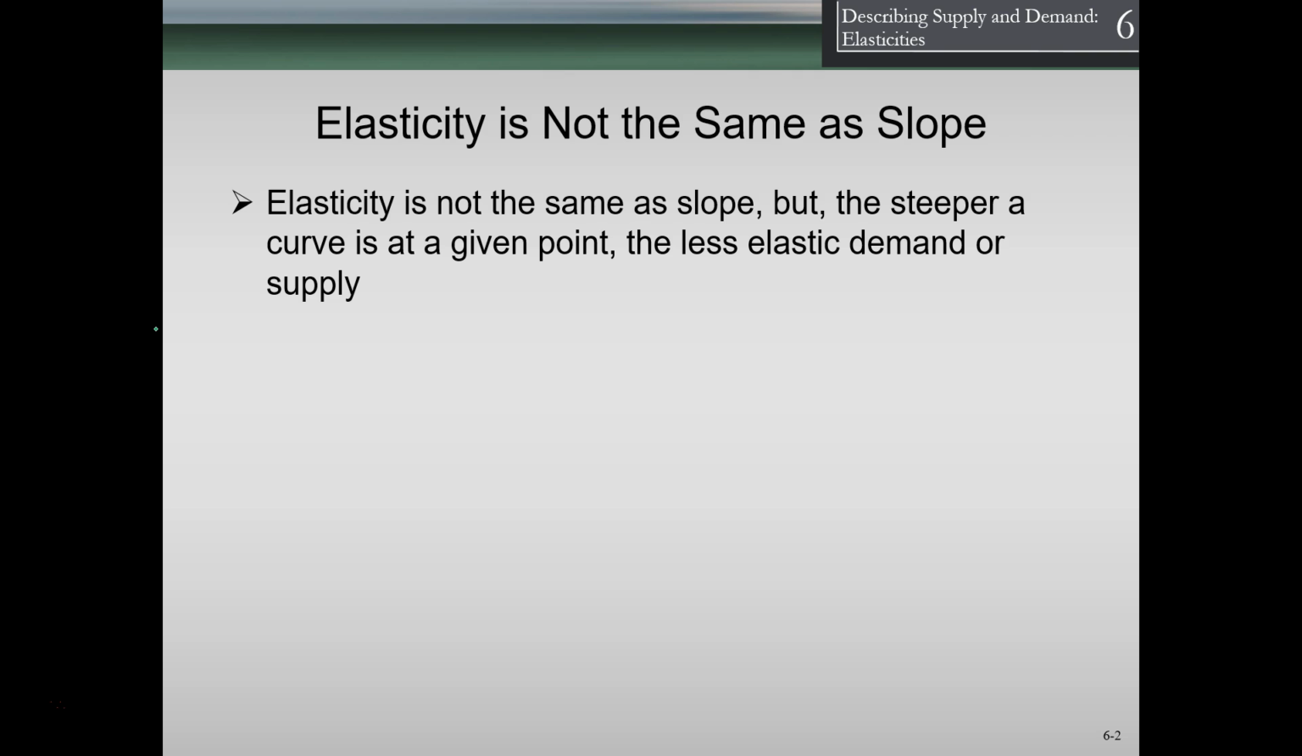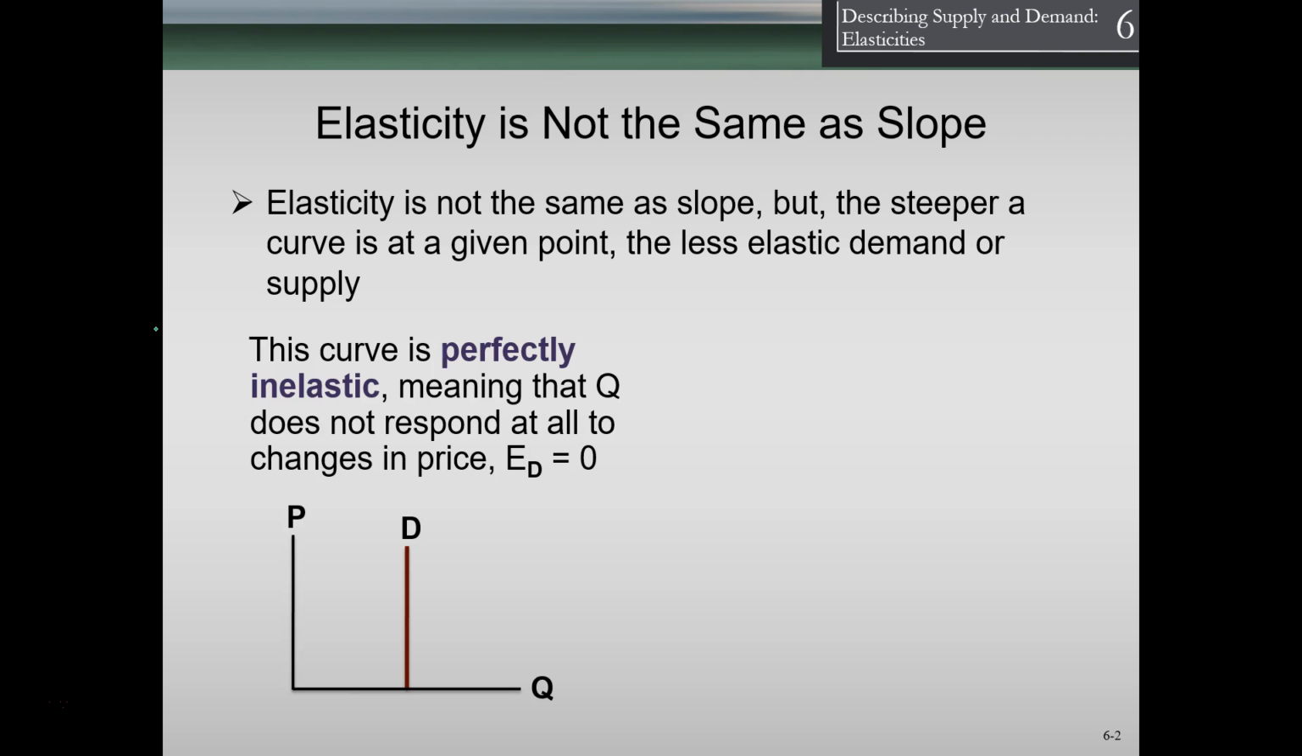So last time we calculated the elasticity of demand, and we noted that it's not exactly the same as the slope of the line, because we're talking about percentage changes. However, it does relate to the slope of the line. We know that the steeper the slope of the line at a given point, the less elastic the demand or supply is. So we can think about the slope of the line having some relationship to the elasticity.